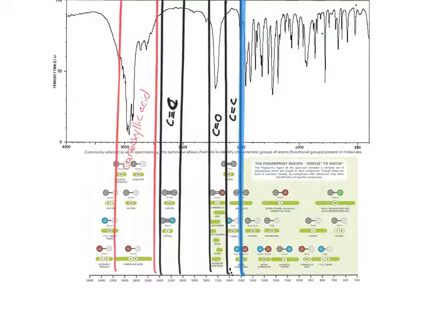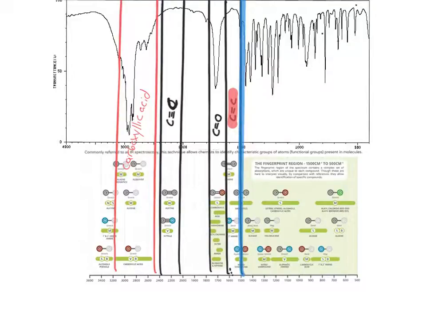For the purposes of this video, I will not be analyzing the fingerprint region because the fingerprint region does not help us distinguish functional groups and has peaks representative and unique to each molecule. For the diagnostic region, the first region I have marked here is the carbon-to-carbon double bond. If I had a peak in this region, that would mean that I would have a carbon-to-carbon double bond present in my molecule.